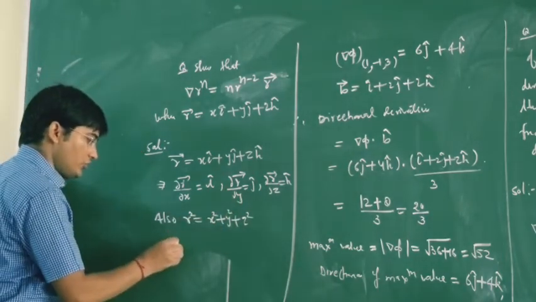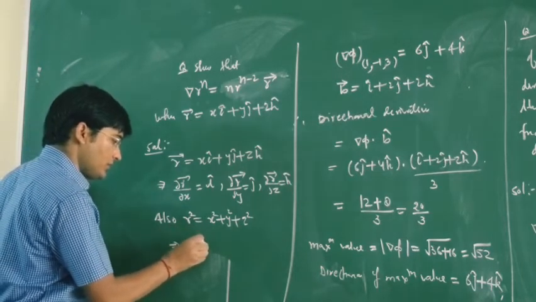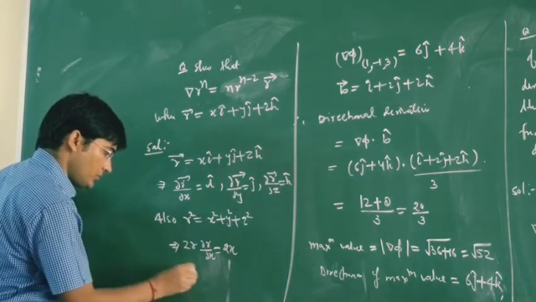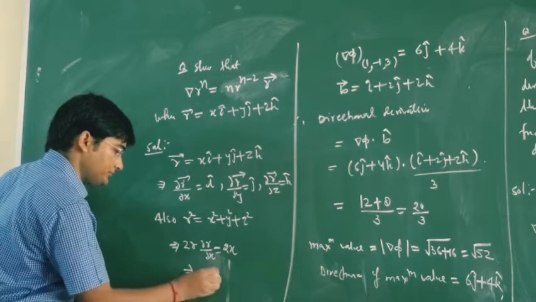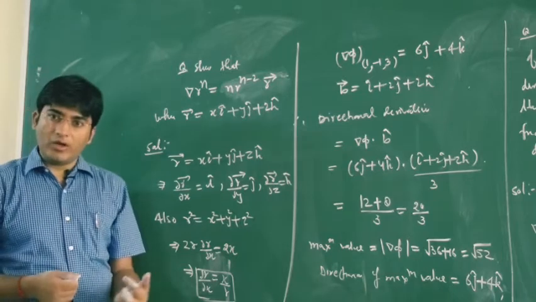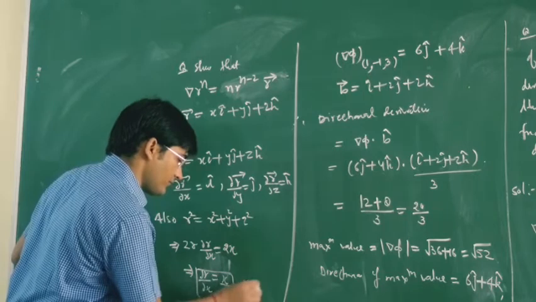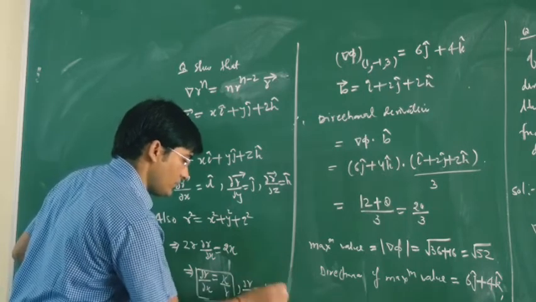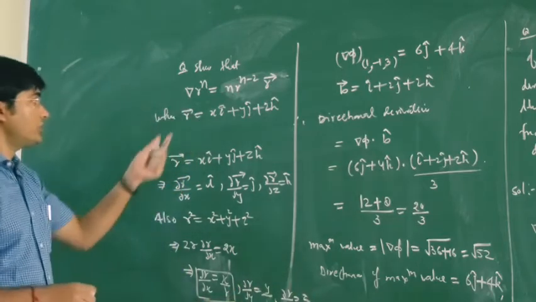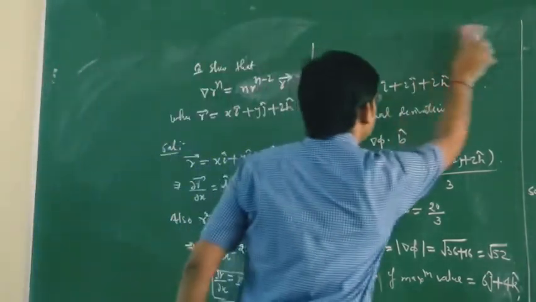Now from here, if you differentiate this equation partially with respect to x, then we will get 2r, then we will have del r upon del x equal to 2x. So your del r upon del x will be equal to x upon r. Similarly, your del r upon del y will be y upon r, and del r upon del z will be z upon r. Now let us prove this grad r power n equal to n r power n minus 2 into vector r.